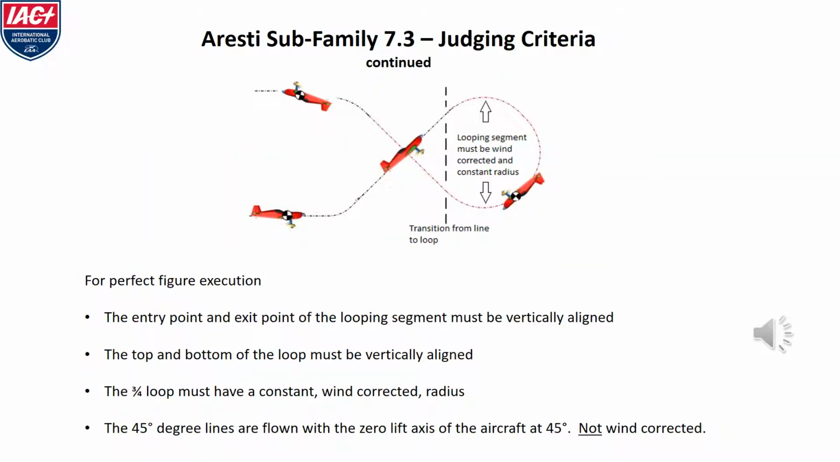The illustration here shows what a perfect 7.3 figure must look like. The entry point and the exit point of the looping segment must be vertically aligned. The top and the bottom of the loop must be vertically aligned. The 3/4 loop must have a constant wind corrected radius, and the 45-degree lines are flown with the zero lift axis of the aircraft at 45 degrees, not wind corrected.